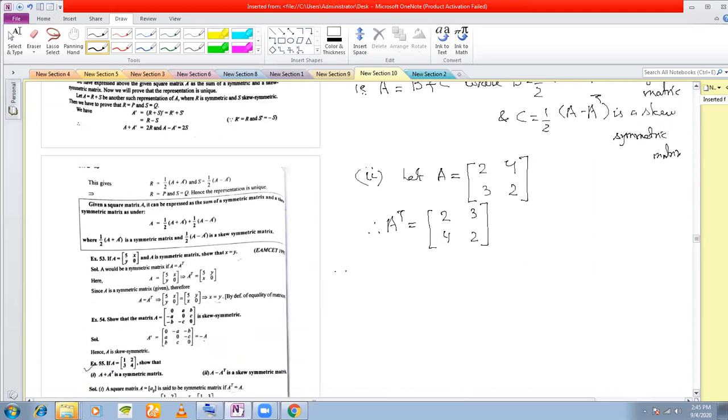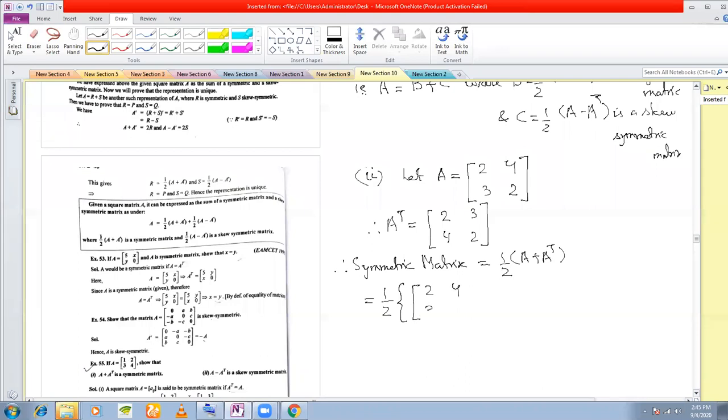So therefore, what is the symmetric matrix? Mr. Govinda, what is the symmetric matrix? Yes, sir. Half A plus A transpose. Yes, sir. Hello.